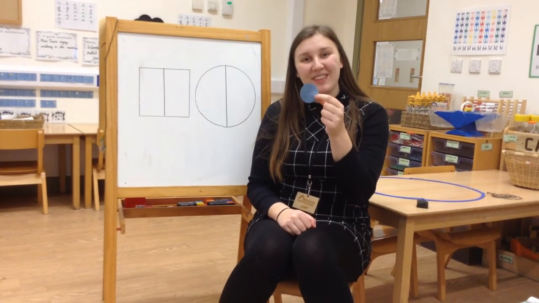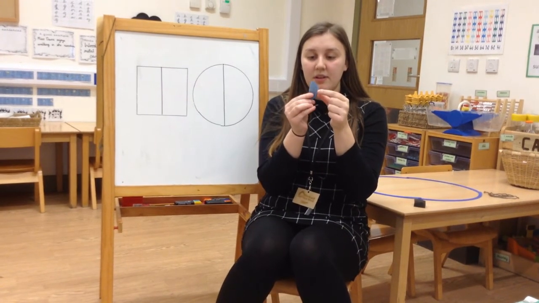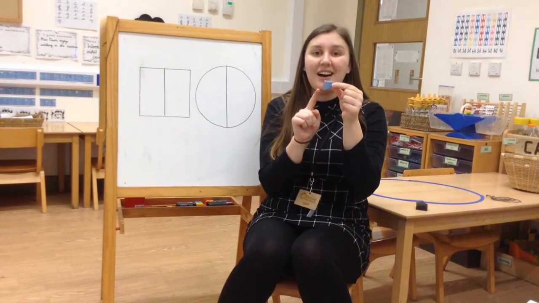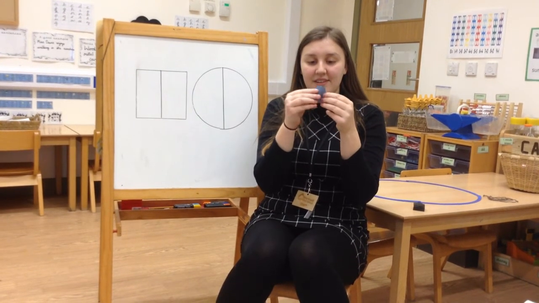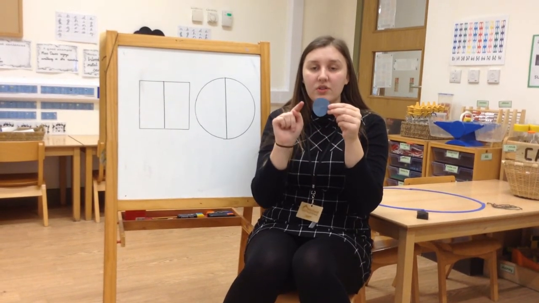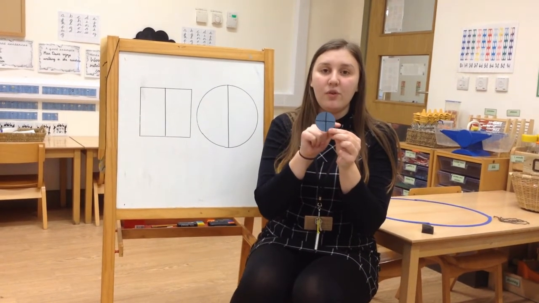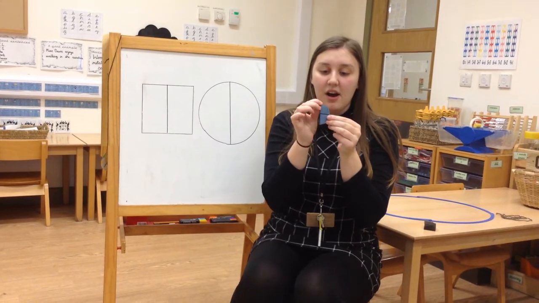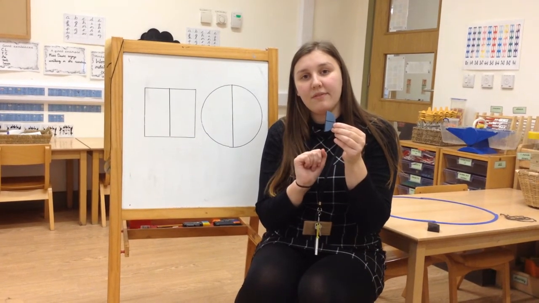Let's do the same with this circle. Here I have my whole circle. I'm going to split it in half and then split it in half again, and I have 1 quarter. 4 quarters make a whole circle. Here you can see I have 4 quarters in a whole circle. If I fold my circle in half, you can see that there are 2 quarters in 1 half.